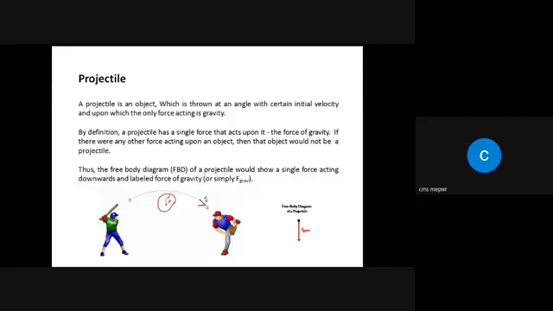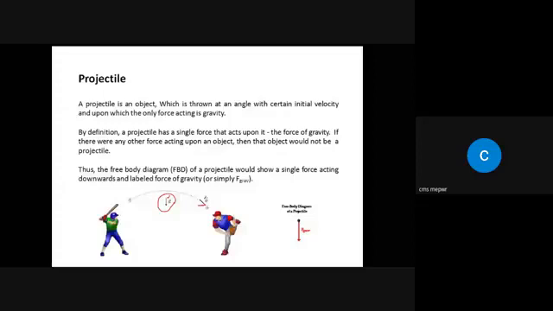As the ball is moving upward, it follows this path, but due to gravitation it pulls the ball downward, its path then changes, and suddenly it starts moving downward. So based on this, we can define a projectile as an object which is thrown at an angle with a certain initial velocity, and upon which the only force acting is gravity. By definition, a projectile has a single force that acts upon it, that is the force of gravity.